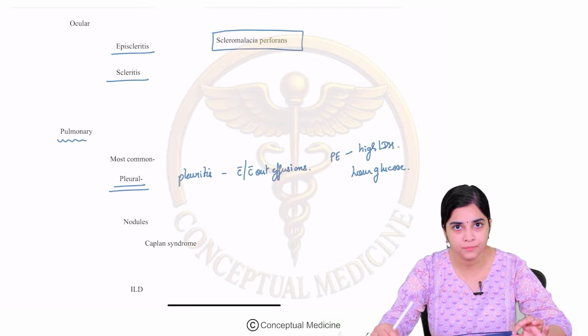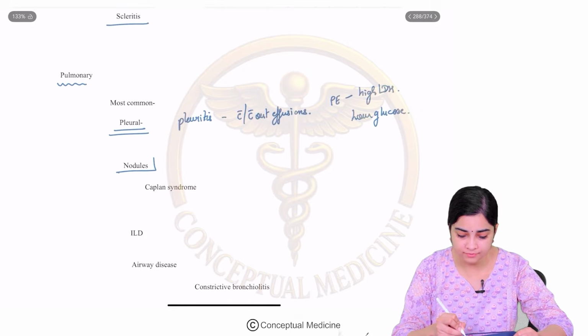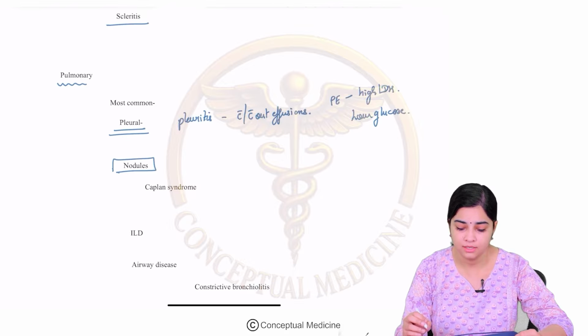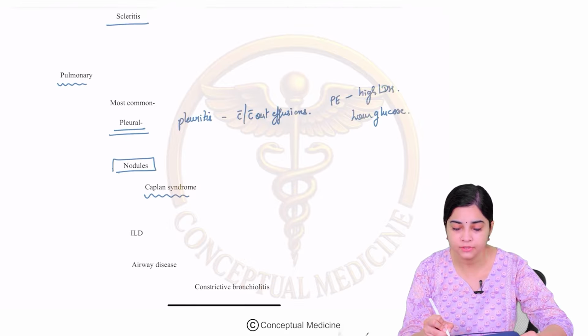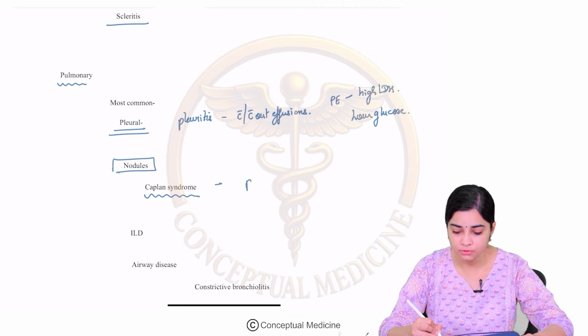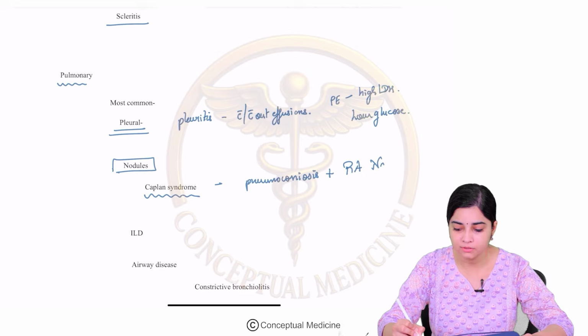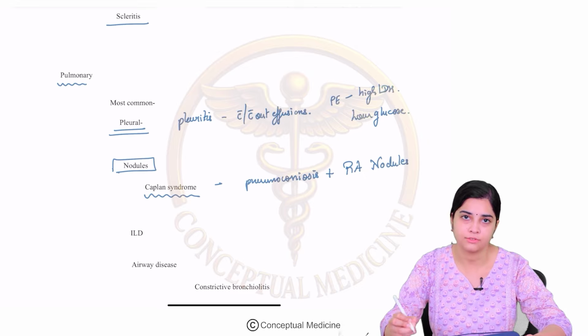Okay. Similar to how we discussed nodules in the skin, RA can be associated with nodules in the lung as well, and a specific named syndrome that you should be aware of is Kaplan syndrome, which is basically found in coal workers' pneumoconiosis. So pneumoconiosis along with RA nodules is what we call Kaplan's syndrome.